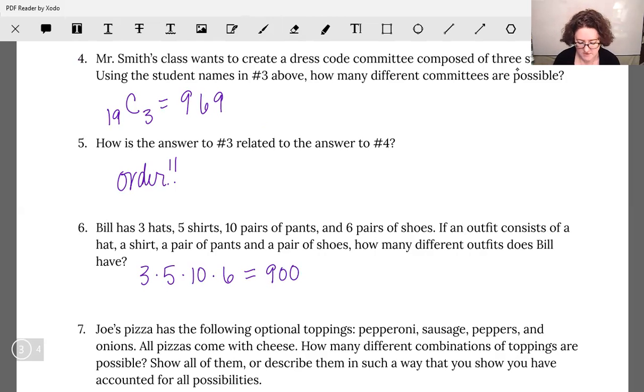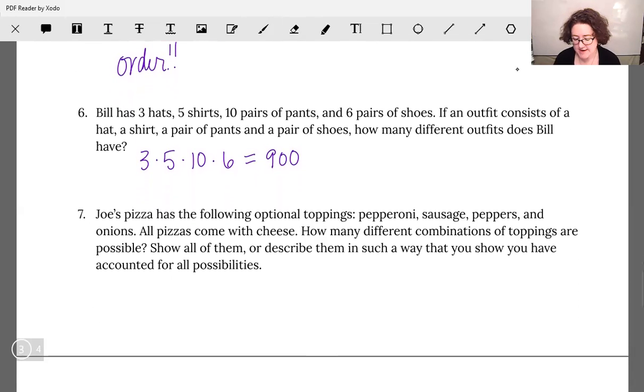Okay, Joe's Pizza has the following optional toppings: pepperoni, sausage, peppers, and onions. So there's 4 different choices. All pizzas automatically come with cheese. So how many different combinations of toppings are possible? Show all of them or describe them in such a way that you show you have accounted for all the possibilities.